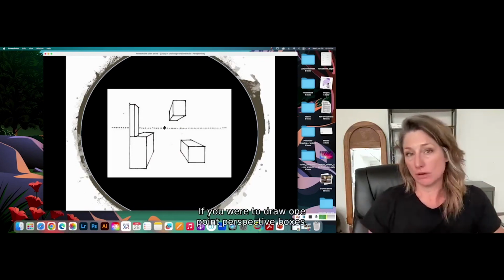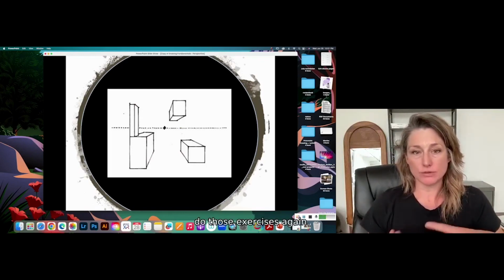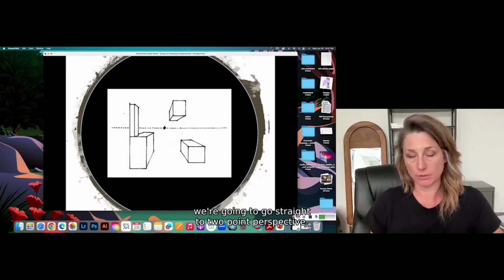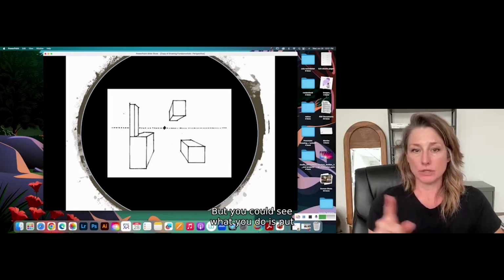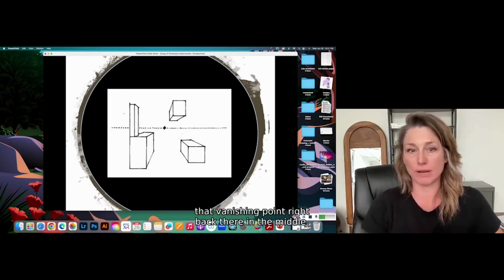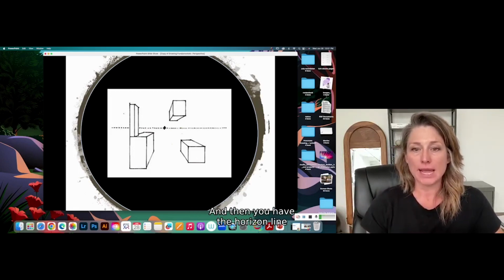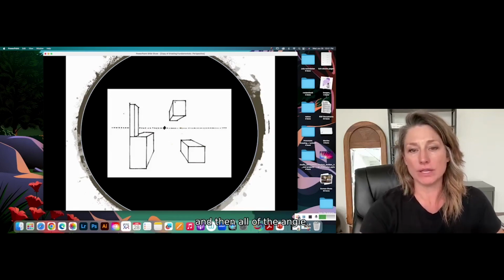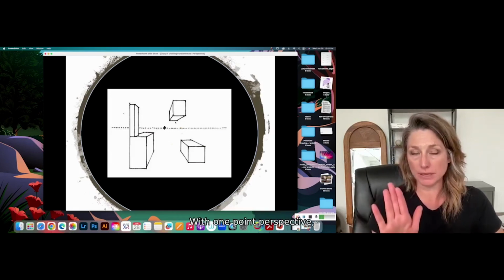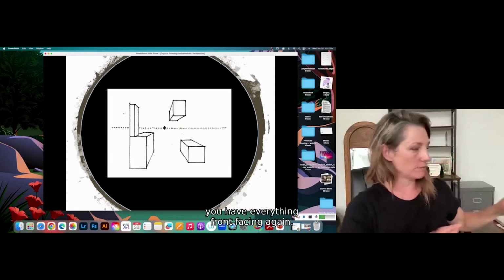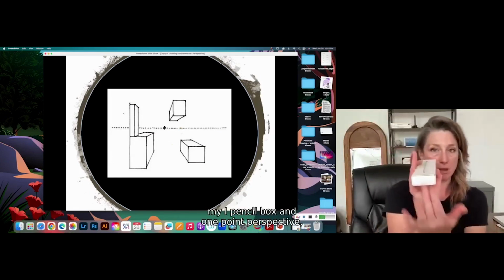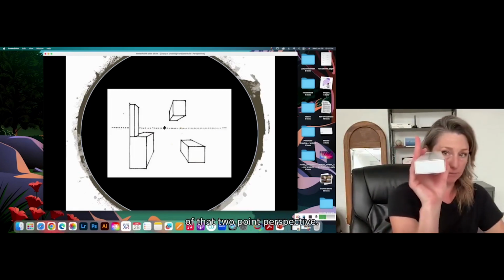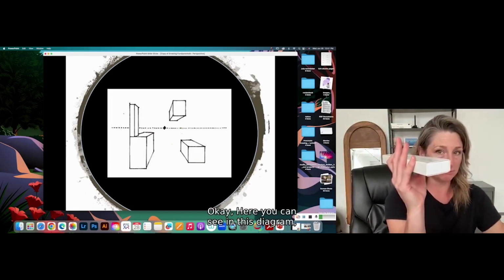If you were to draw 1-point perspective boxes, do those exercises. Again, for this particular demo, we're going to go straight to 2-point perspective. But you could see what you do is put that vanishing point right back there in the middle, and then you have the horizon line. And then with 1-point perspective, you have everything front facing. So again, with 1-point perspective, I've got my eye pencil box, and you're looking straight at the front of that. For 2-point perspective, I turn it slightly, okay?